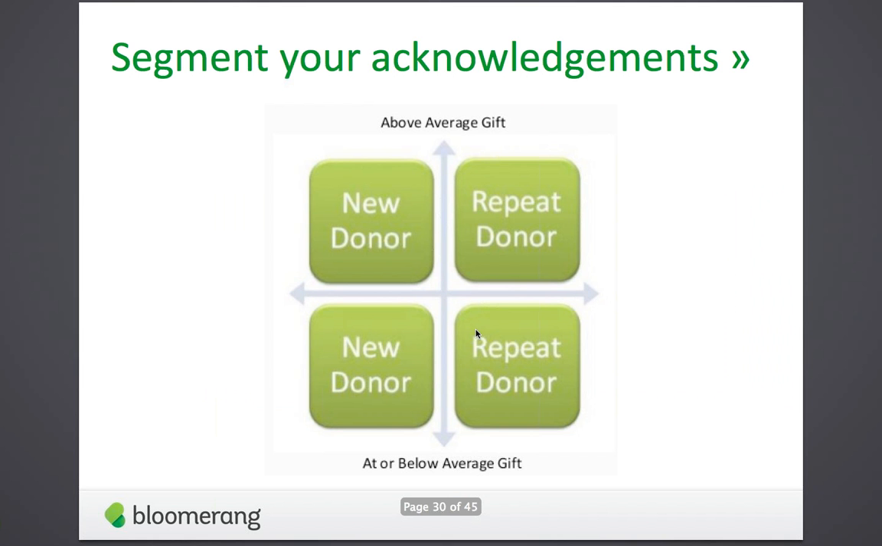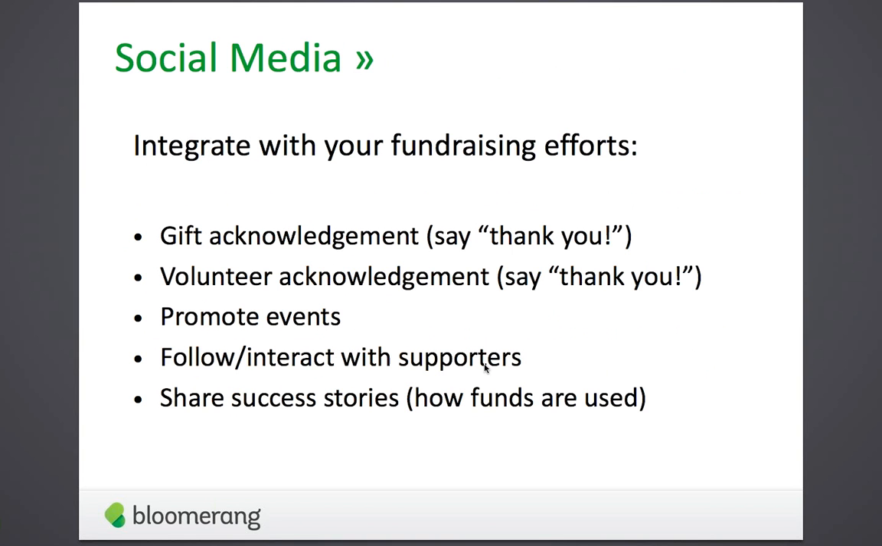So let's talk a little bit about a game plan here for your acknowledgments or your thank yous. One of the easiest ways to do that is a little 4-quadrant segmentation that we see here. And we're dividing this into, on the left-hand side, people that are new donors, and then on the right side, repeat donors. And then the upper ones are people that make gifts that are above your average gift level, and then those that are below the average gift level.